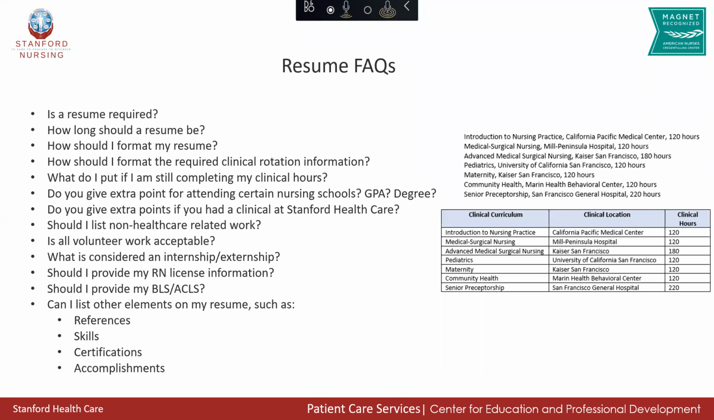Should I provide my RN license information? Yes, if you have that. If you have secured your California RN license by the time of the application, please share that. If you have not taken your test, that is okay. There is a time frame and a lag, and so we understand that. So please share if you have it. If you don't, that's okay. If you have BLS and ACLS, please share that information with us as well. And then feel free to share other elements should they apply to you. You can share references, additional skill set that you feel like you have to offer, maybe some certifications or any other accomplishments that you would like to share with us.